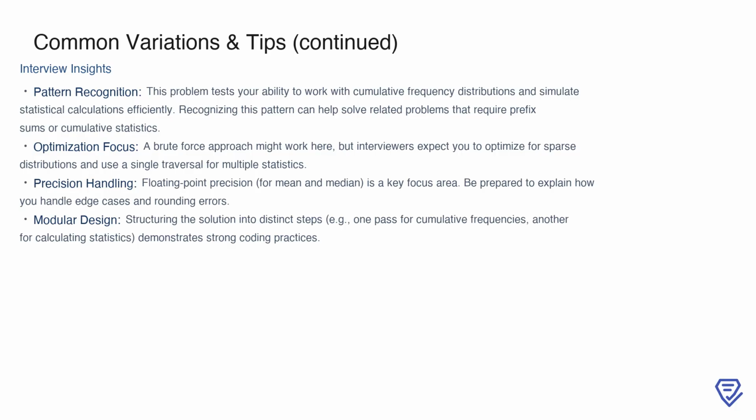Precision handling is another focus area, as floating point accuracy is critical for mean and median calculations. Preparing to explain how you address edge cases and rounding errors is crucial. Lastly, structuring your solution into modular steps, such as separating cumulative frequency calculations from statistical computations, demonstrates strong coding practices and clarity in your approach.